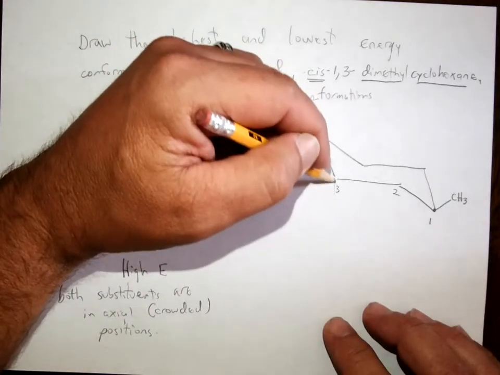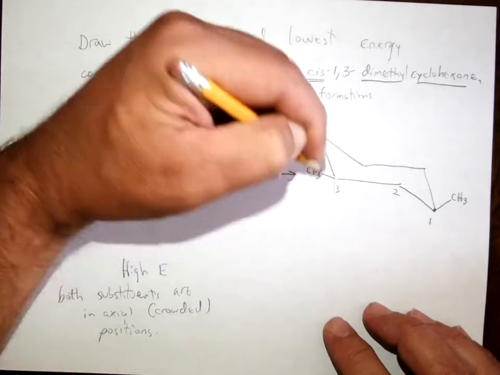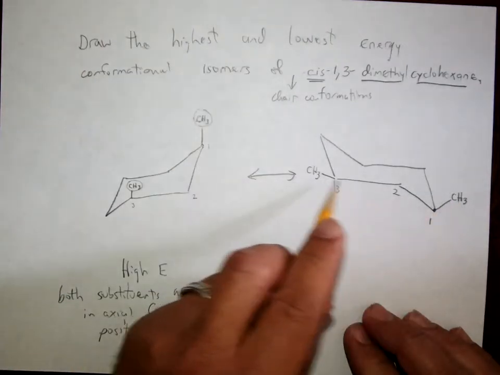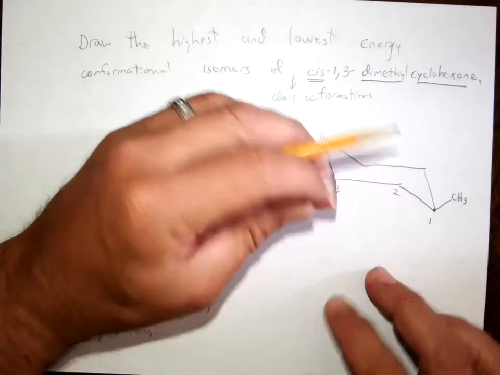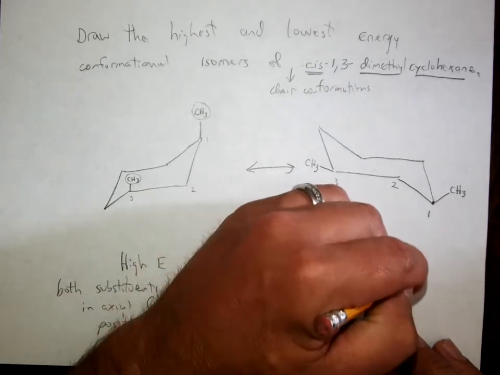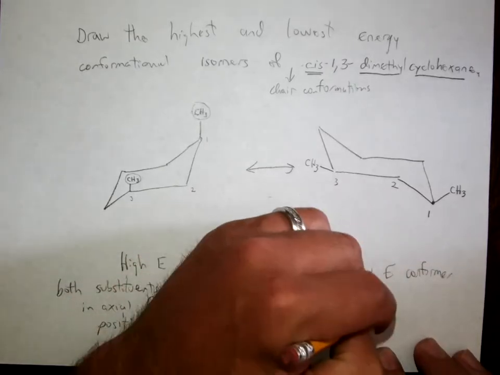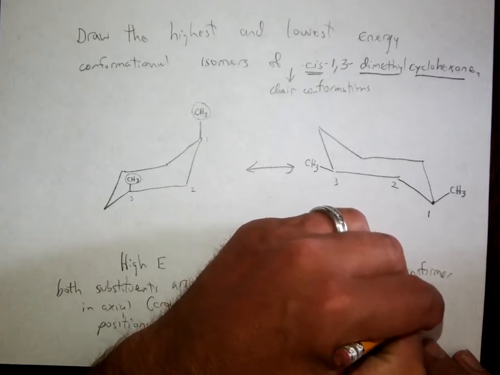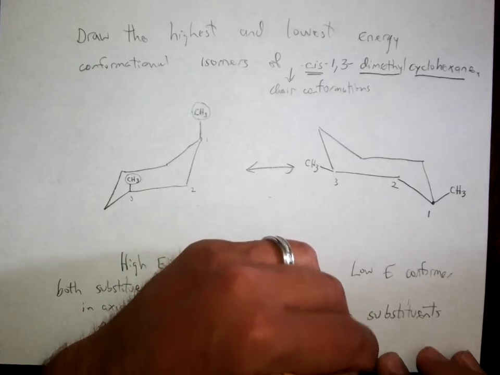So whereas this guy was in an axial position, now he's going to be in an equatorial position. And you can see that with both equatorial, it's still a cis geometric isomer. So take that line off so it's not mistaken for another methyl group. This guy is also a cis 1,3 dimethyl cyclohexane, but it's the low energy conformer because both substituents are in the roomier, less repulsive equatorial positions.